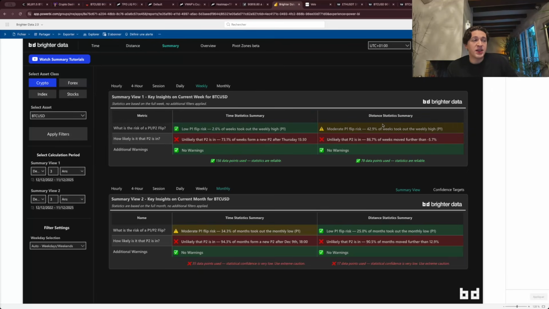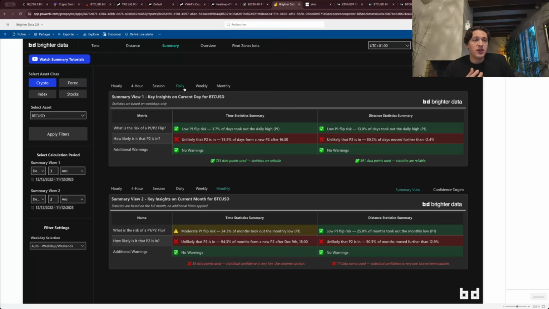And we can see that based on distance, so the distance of the candle, we have 42 chances to take out the weekly high, okay? We can also see on the monthly statistics, it's using the last 35 monthly candles, that we have 34 chances to take out the monthly low based on time and 25% to take out the monthly low based on distance. And these tools are very useful.